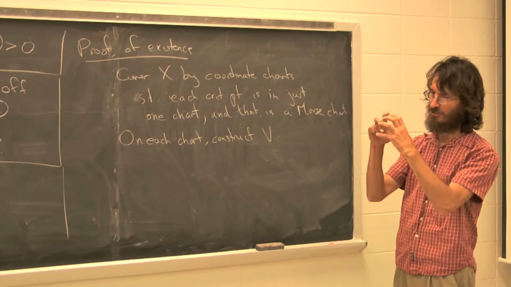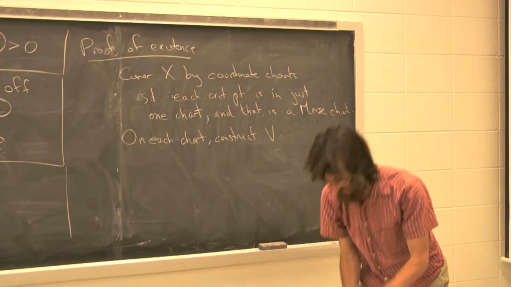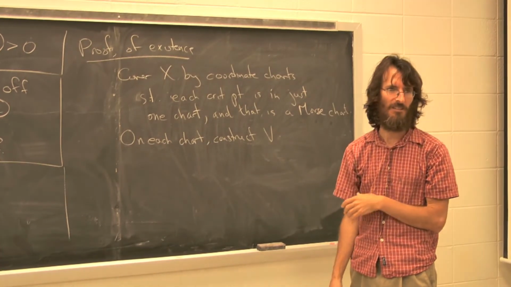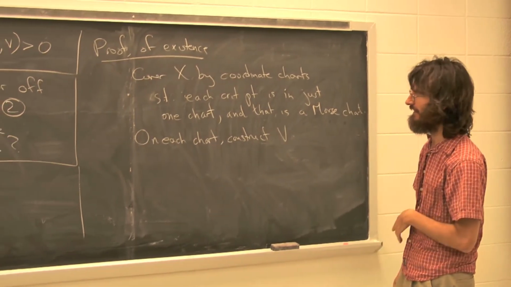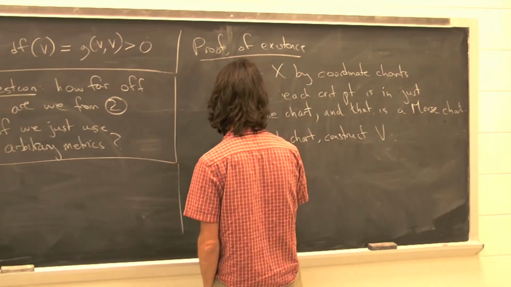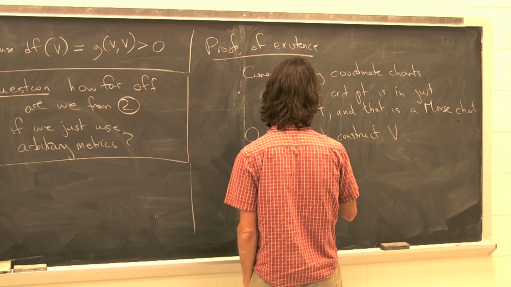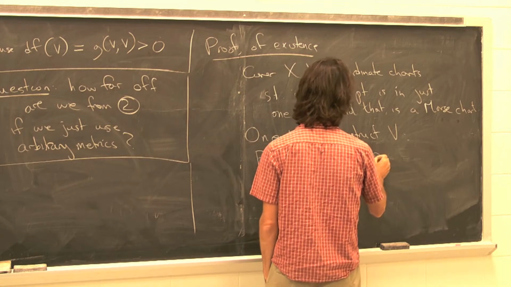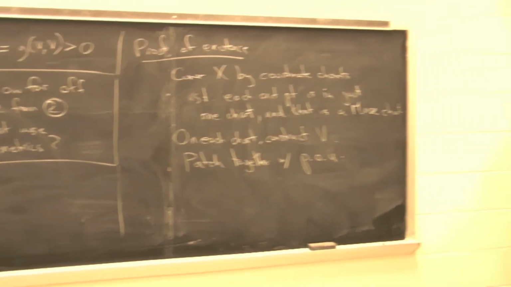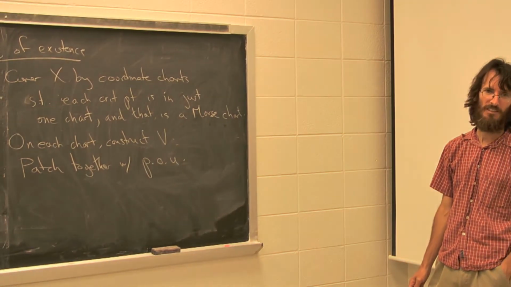If you like, you could even make your chart small enough so that it's foliated by parallel planes, and then you just take the last direction. Anyway, you construct V, and then you attach them together with a partition of unity. And we want to know that we still satisfy all these conditions.